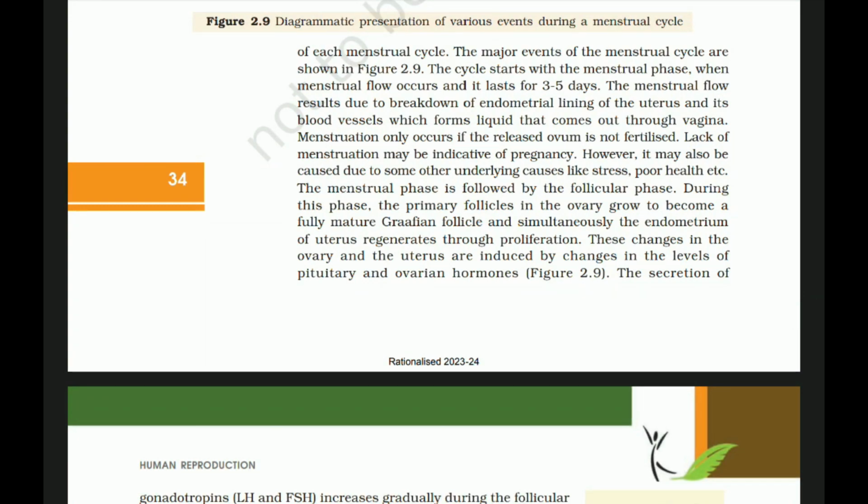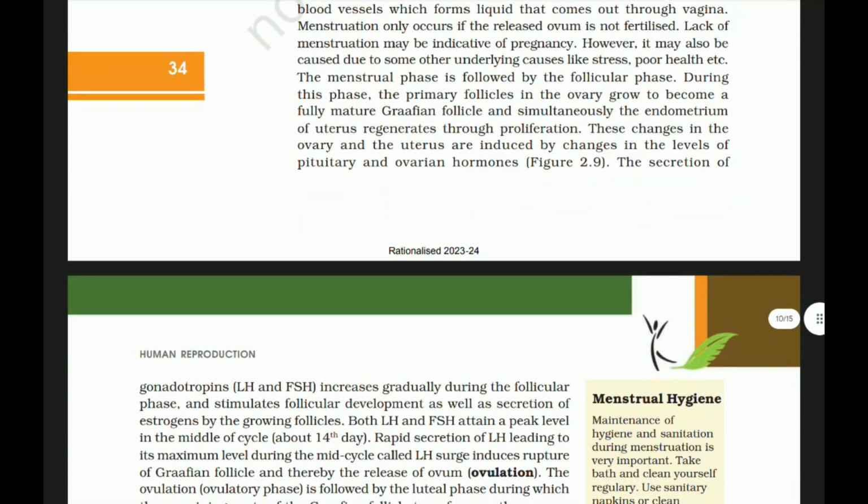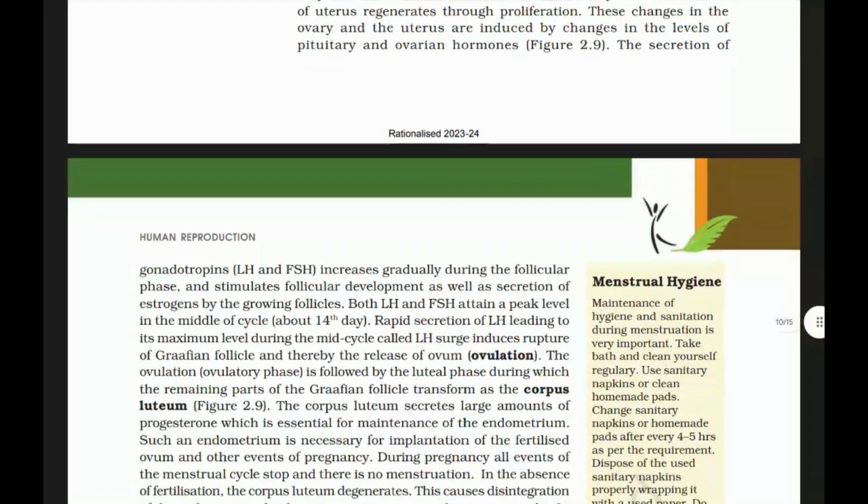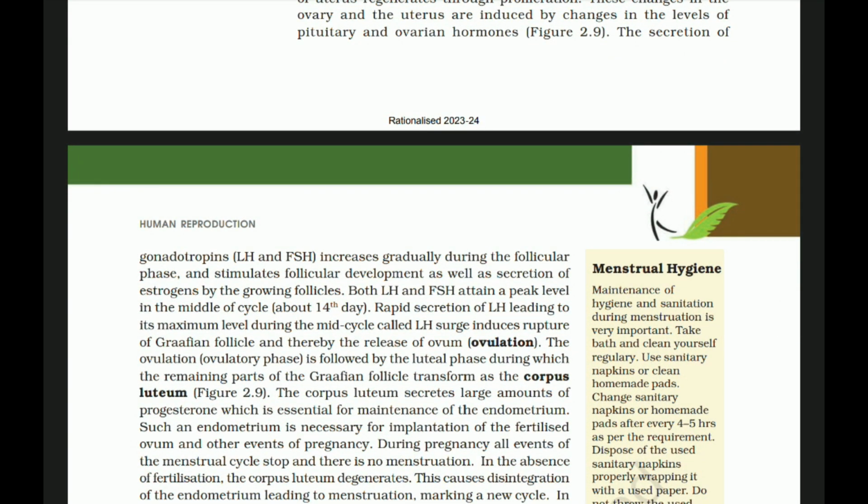The secretion of gonadotropins, LH and FSH, increases gradually during the follicular phase and stimulates follicular development as well as secretion of estrogen by the growing follicle. Both LH and FSH attain a peak level in the middle of the cycle, about the 14th day. Rapid secretion of LH, leading to its maximum level during the mid-cycle, called the LH surge, induces rupture of the Graafian follicle and thereby the release of the ovum, ovulation. The ovulatory phase is followed by the luteal phase, during which the remaining part of the Graafian follicle transforms into the corpus luteum.